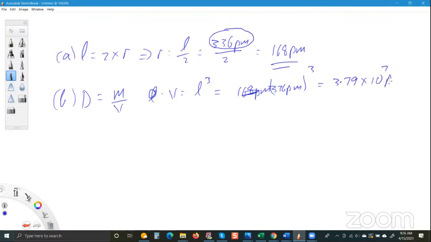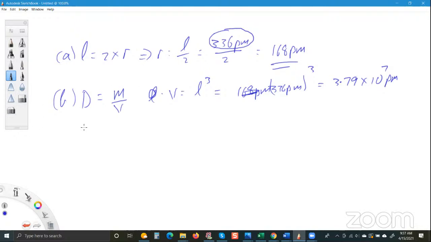Let me just confirm that. I did this work this morning. So let me confirm. 376 raised to the third. Oh, something is wrong here. So that's why it's a good thing to recheck your work. Oh, it should be 336. 336 raised to the third. So yes, that's correct. 3.79 times 10 to the 7 picometers cubed. All right, cool. So that's the volume.